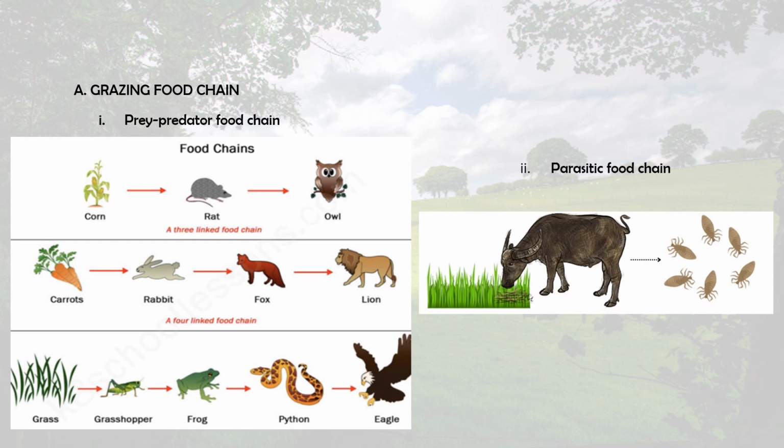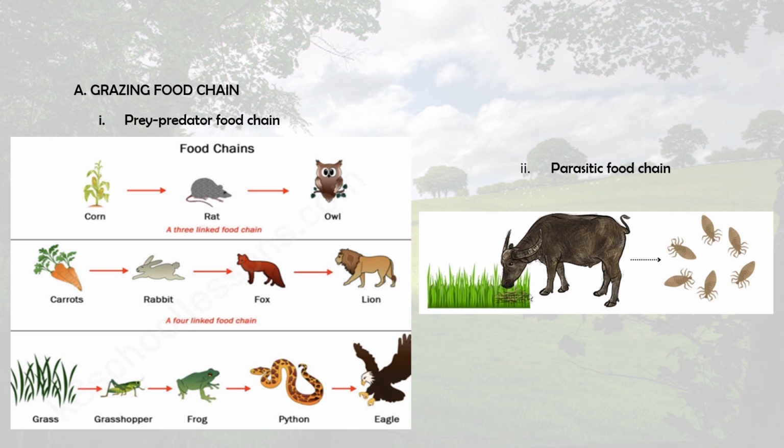And the use of this energy acquired from plants is through three routes: mainly through respiration, through the decay of organic matter by the decomposers, and consumption by carnivores. So with these three ways, the energy is used by the herbivores. And in the grazing food chain there are also two types, that is prey-predator food chain and parasitic food chain.